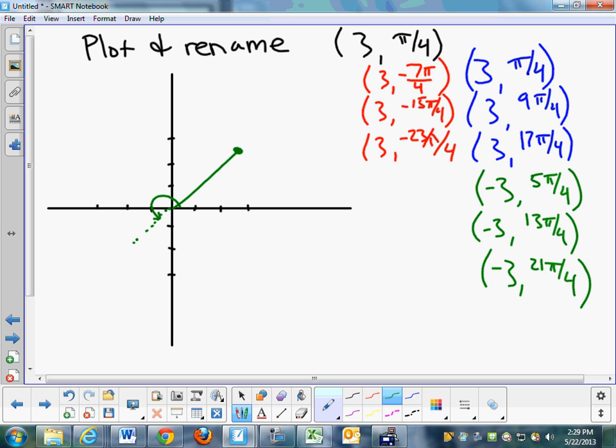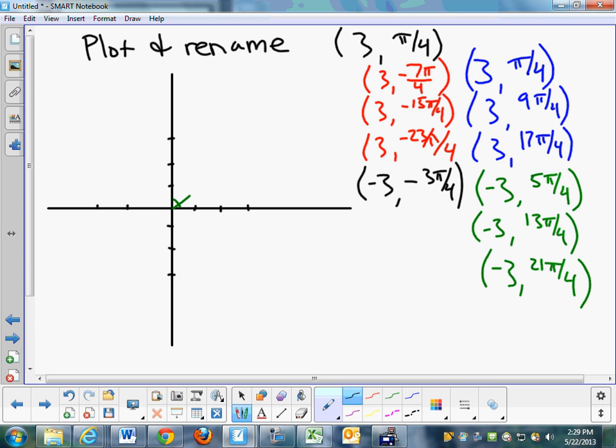So which example haven't we done yet? Negative, negative. Okay, so I'm going to do that right now. We'll do a negative, negative. And what I'm going to do is I will do negative 3 and negative 3 pi over 4. Okay? And so I'm naming these all the same, kind of in my head. And that's what you'll learn how to do today. So I've got negative 3 and negative 3 pi over 4.